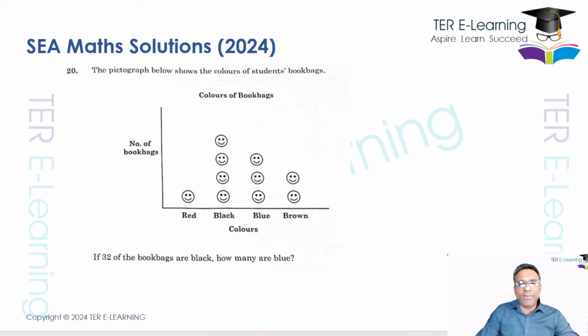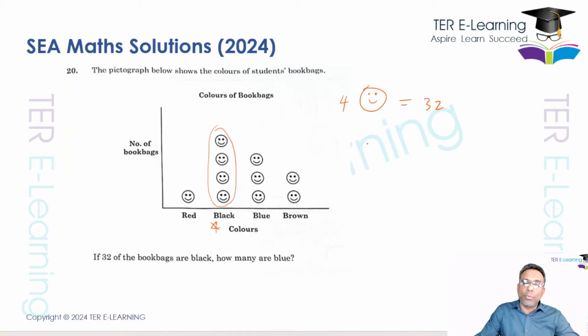Question 20, we have a pictograph. So we have number of book bags and they have colors of the book bags. So red, black, blue, and brown. If 32 book bags are black, so let's go to black here, that's here, right? So this here represents 32, right? So therefore, 4 smiley faces is equal to 32, right?